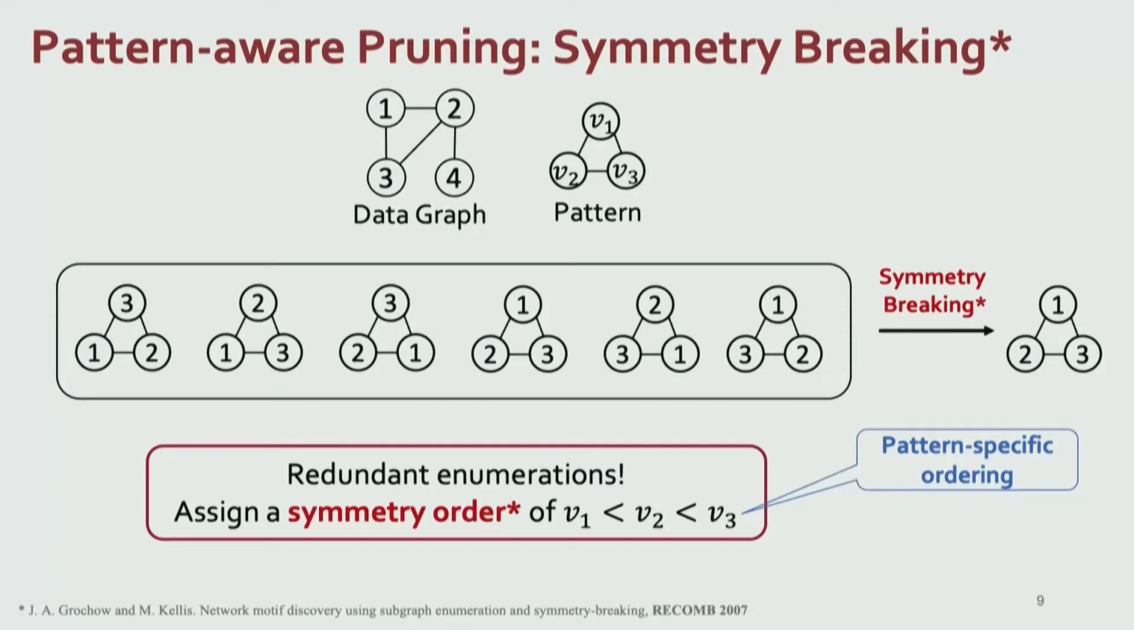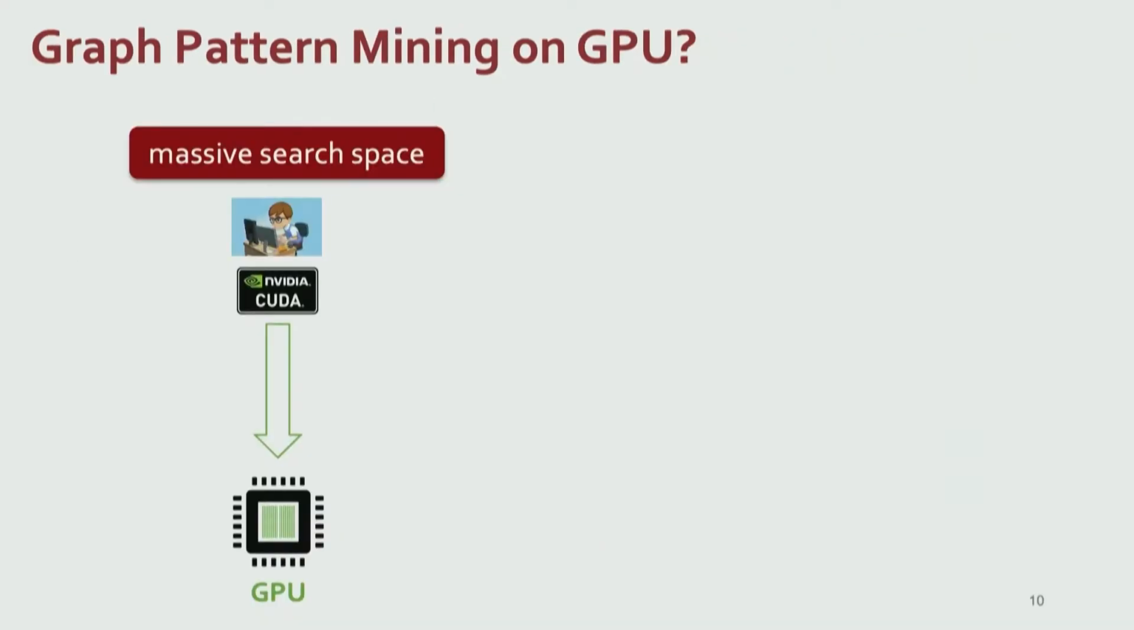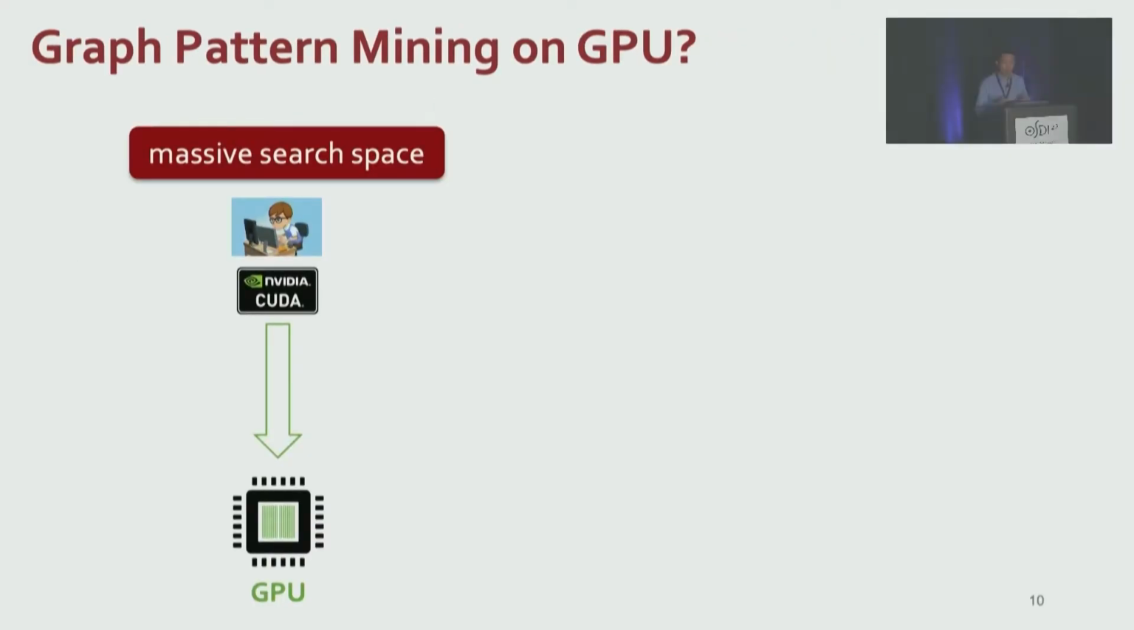Except for symmetry breaking, there are many other pattern-aware pruning schemes that exist in hand-optimized applications. Even though pattern-aware pruning can reduce the search space, it's still a massive search and very slow. Another way to make it faster is to parallelize it. One attractive solution is to use the GPUs.